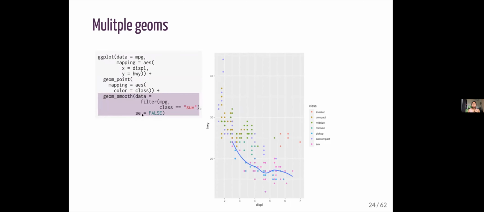Geom_smooth here looks different, because we are not using the same data as here. We have filtered the data further. You don't need to know filter and se equal to FALSE for now. Just know that we are using a subset of the data. So only if your class is SUV, and those are the pink points, a smoothing line will be drawn through that. So we are telling ggplot that for the geom_smooth line, we don't want to use the entire data set. We just want to use a subset, which is all the cars that are SUV. This is how you can do that. So you can define a different geom for a different layer, a different mapping for a different layer, and you can also define a different subset of the data for the layer.